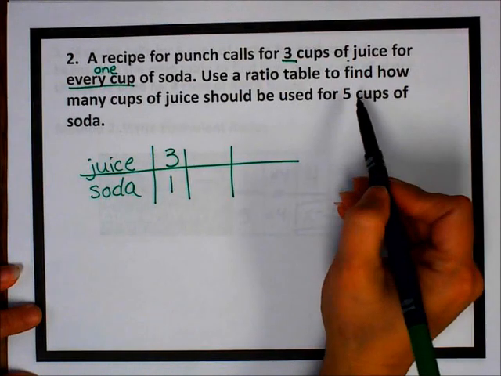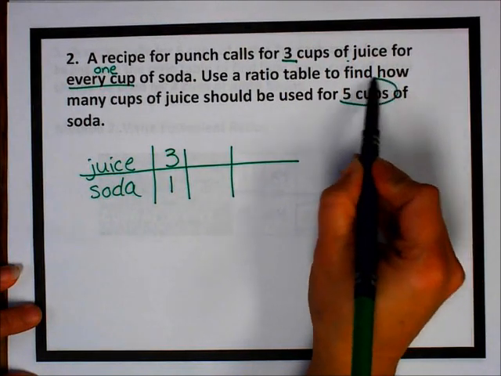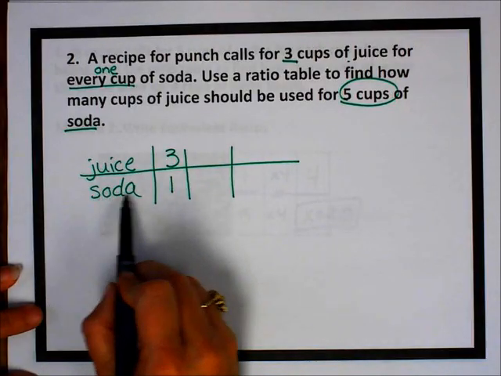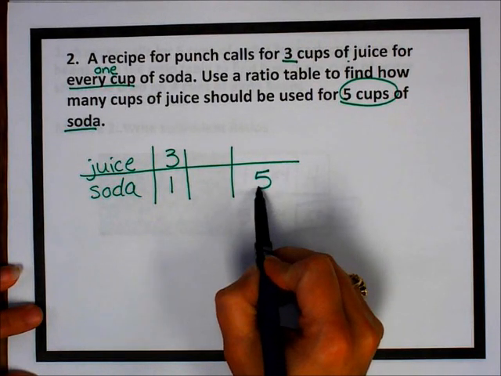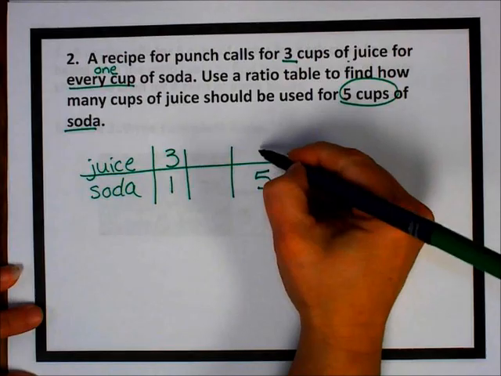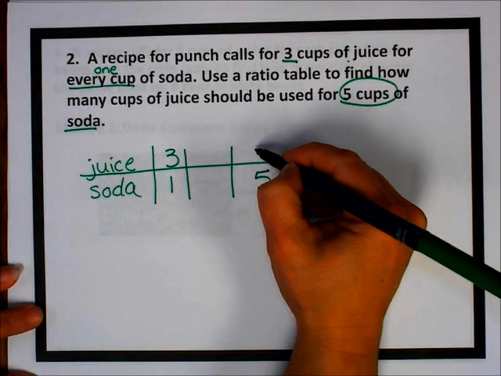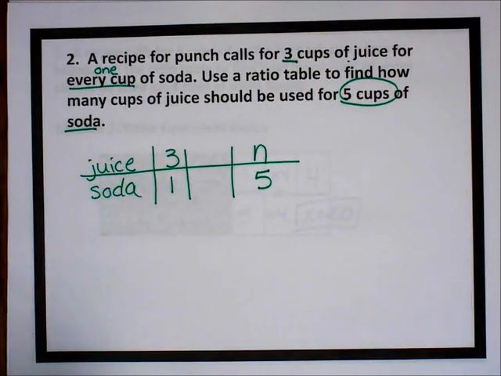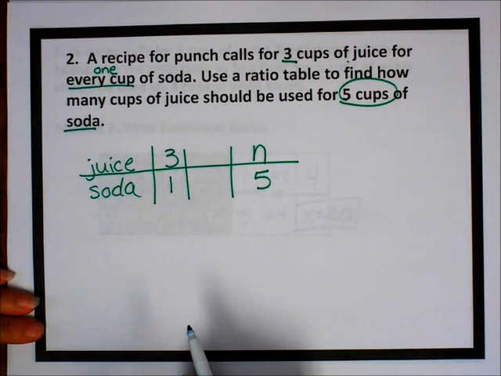Now I know that I have 5 cups of soda. So my 5 cups of soda is going to go over here on the bottom across from soda. I need a variable up top, so I'm going to use the variable n this time. And I'm going to use equivalent ratios, which are like equivalent fractions.